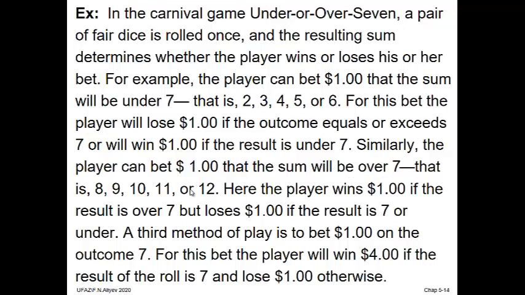For this bet, the player will lose $1 if the outcome equals or exceeds 7, or will win $1 if the result is under 7. Second, similar to the first one, but here the player wins $1 if the sum is over 7, but loses $1 if the result is 7 or under. The third method of play is to bet $1 on the outcome 7. For this bet, the player wins $4 if the result is exactly 7, and loses $1 otherwise. Here we have the third type of bet.